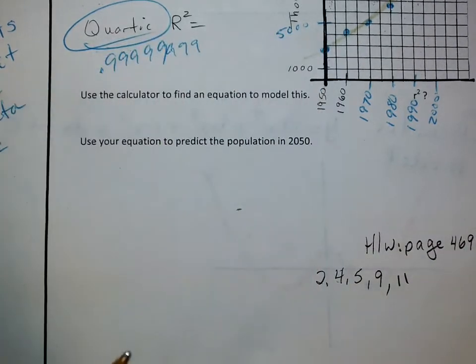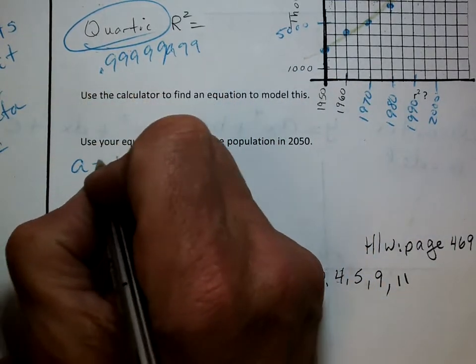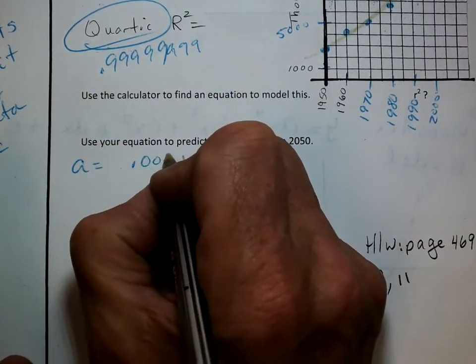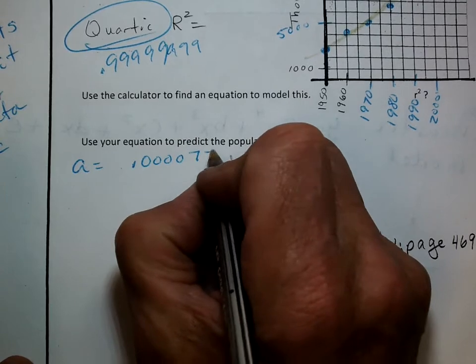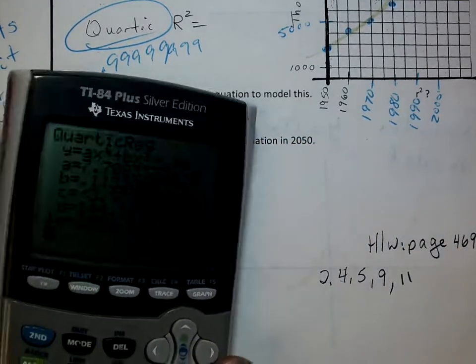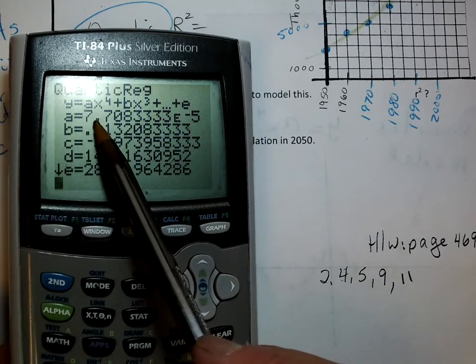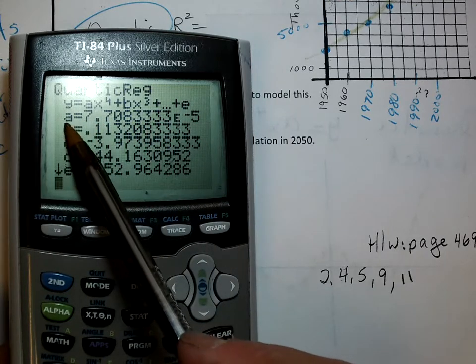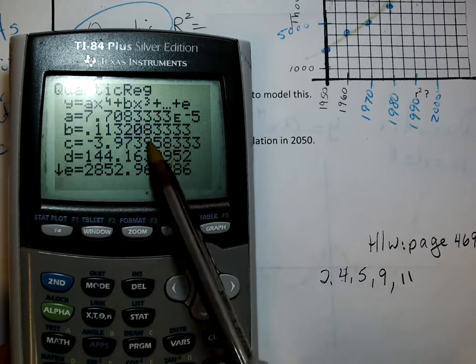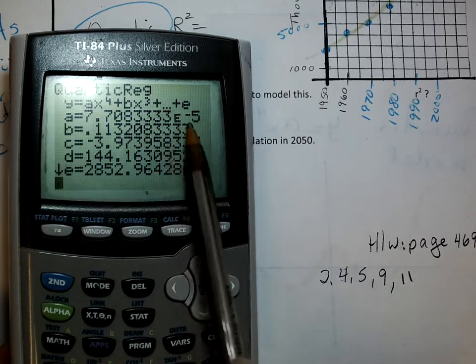A is actually 0.000077 because of the E. Does that make sense? Scientific notation. Move the decimal back 5 places, 1, 2, 3, 4, 5, because of this E, -5. Okay, that's scientific notation.